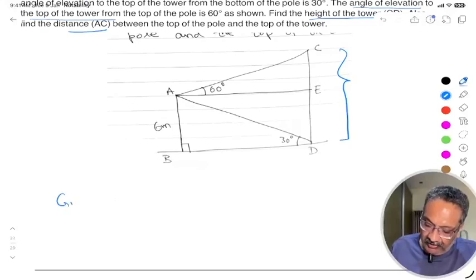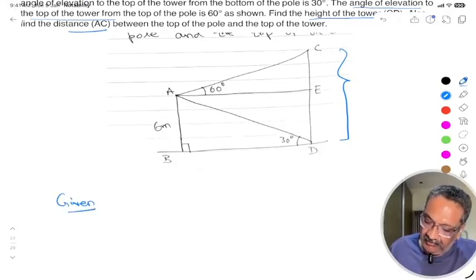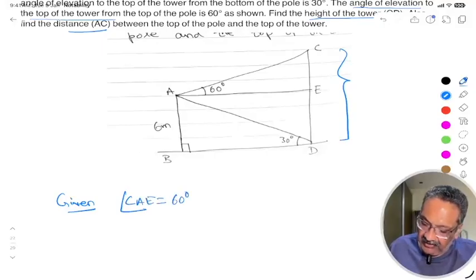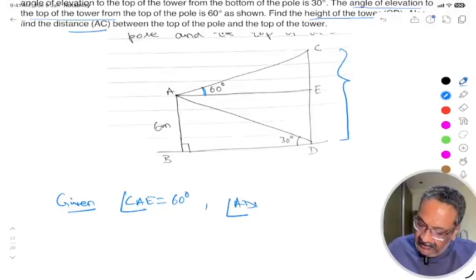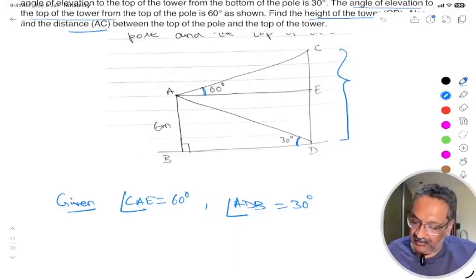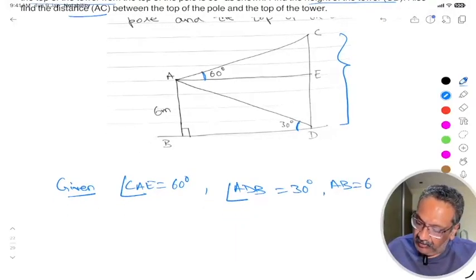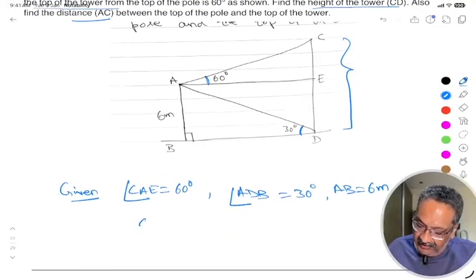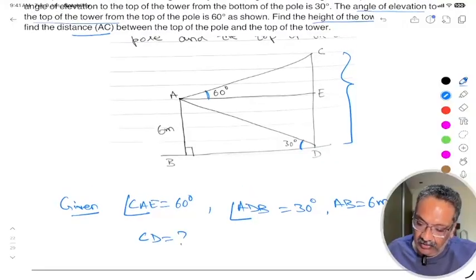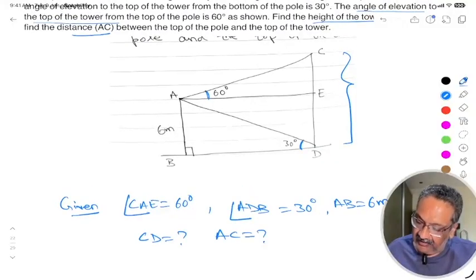Now what is given? From the figure we get angle CAE is equal to 60 degrees. This angle is 60 degrees. Angle ADB is 30 degrees. And they have given AB is equal to 6 meters. Now they have asked us to find CD, and AC.